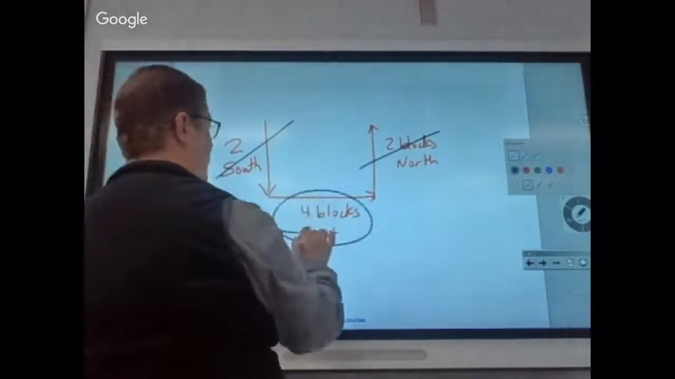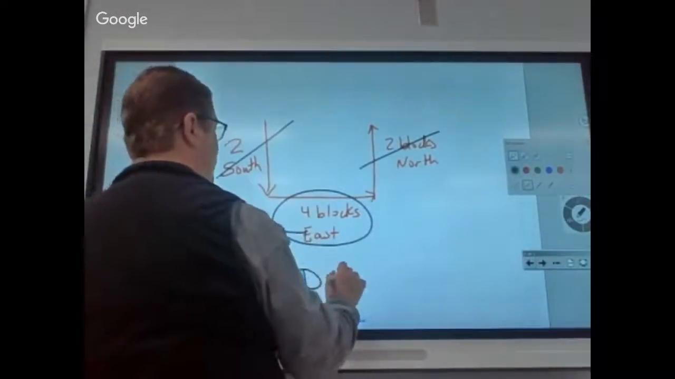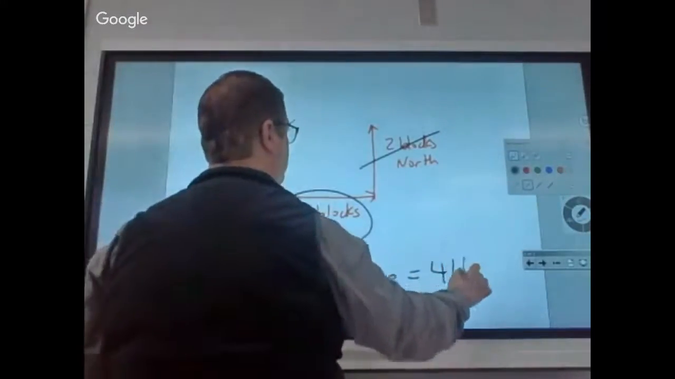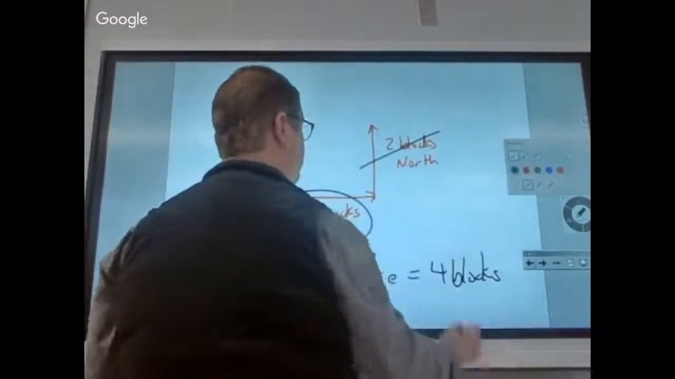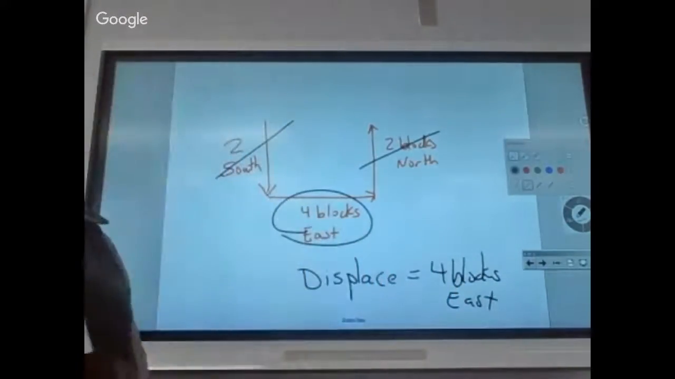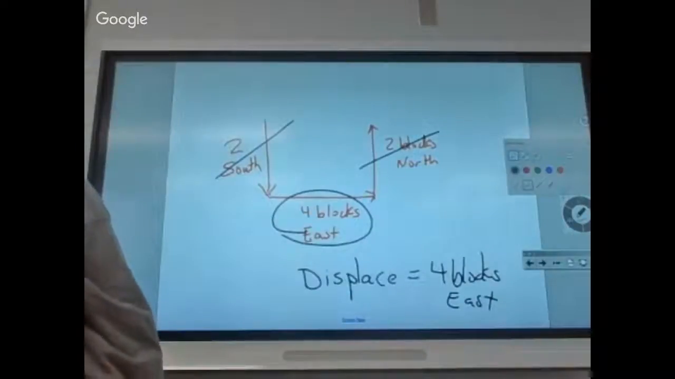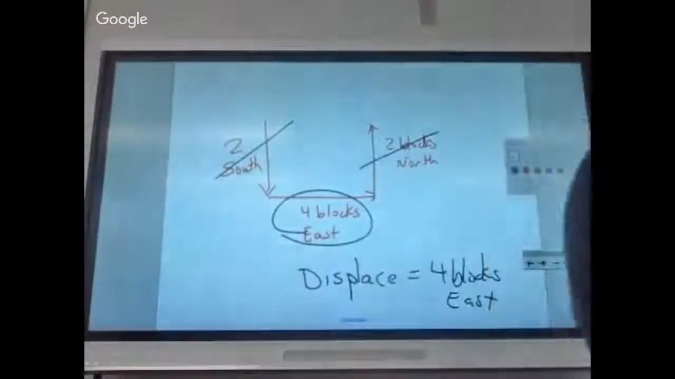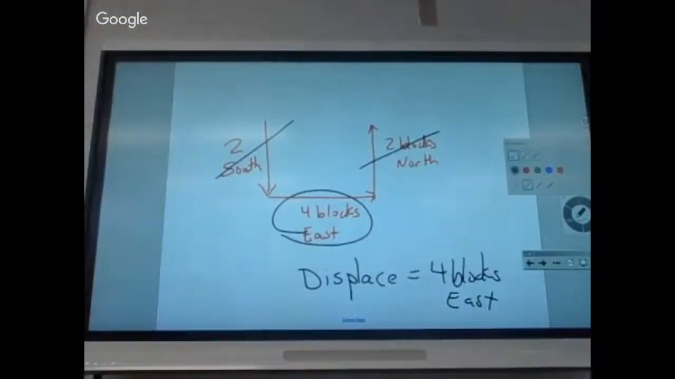So this right here is my displacement. So my displacement equals 4 blocks. Technically, I could even write east, which is why it's a vector, because I know the direction. Okay? With me on that? Okay. What's next? 6. Okay.